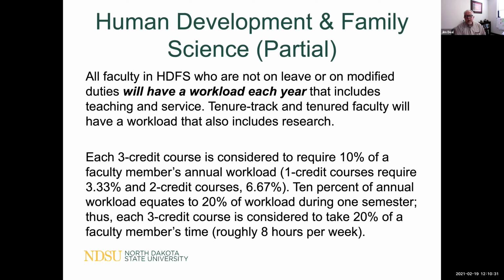So in HDFS, a 3-credit course is considered to require 10% of a faculty member's annual workload. So a 1-credit course is 3.3%, a 2-credit course is 6.67%, taking into account that variability. So 10% of annual workload equates to 20% of one semester's workload. So in a typical semester, each 3-credit course that a faculty member is teaching is considered to take 20% of their time for that semester. So again, a 2-and-2 load across 2 academic semesters is counted as a 40% teaching load.